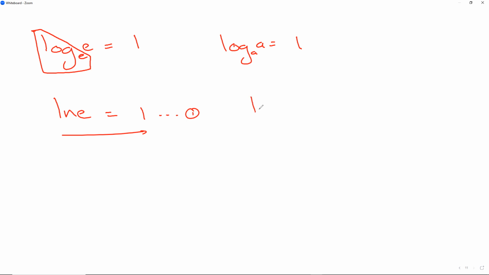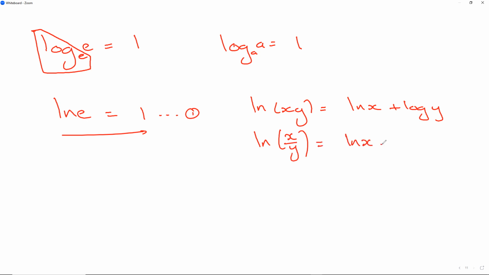And then the same properties of logs apply. So if you've got log of xy, you can use the product rule: log x plus log y. Division rules apply. Log x over y will equal ln x minus ln y. I'm just going to use ln. And also the power rule applies. So ln x to the power of y, the power goes in front and becomes y ln x.